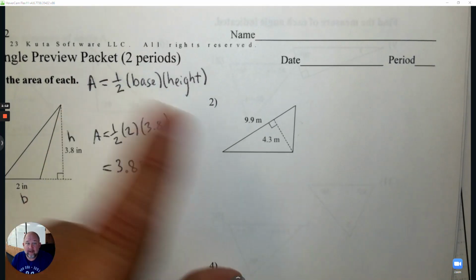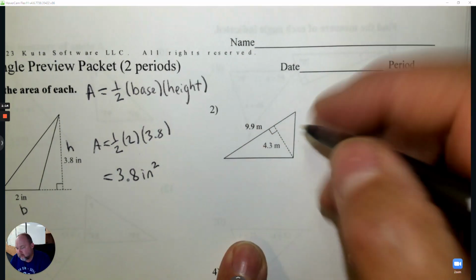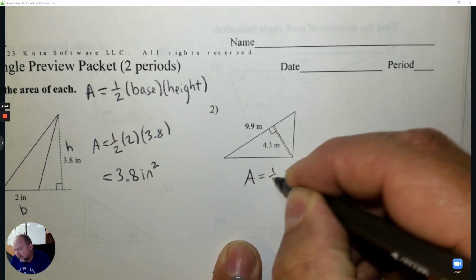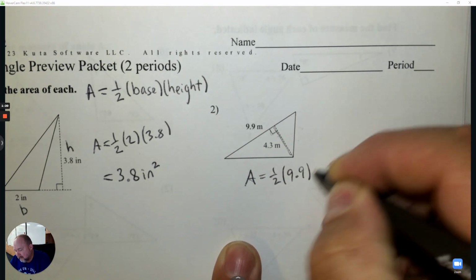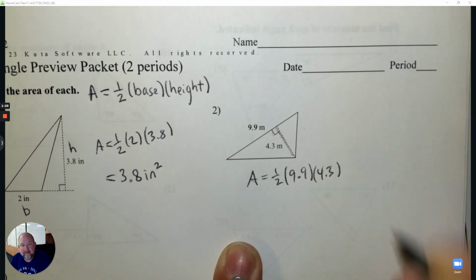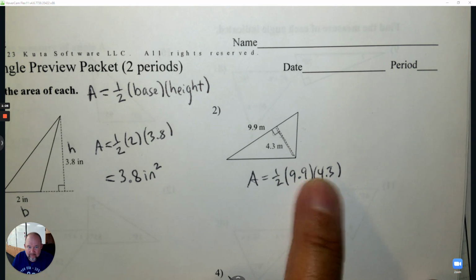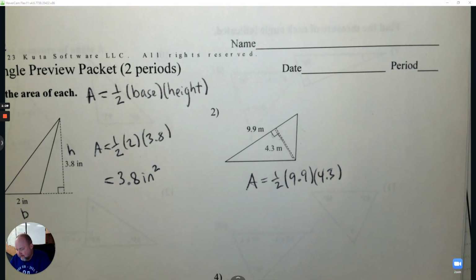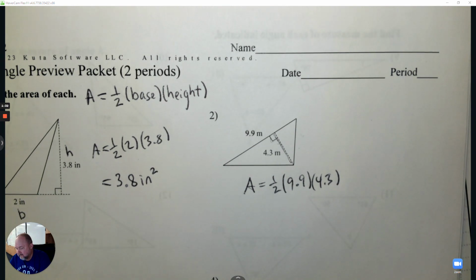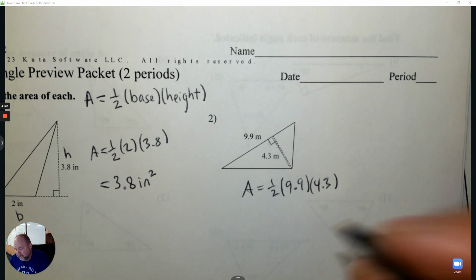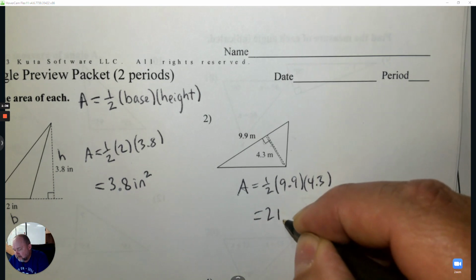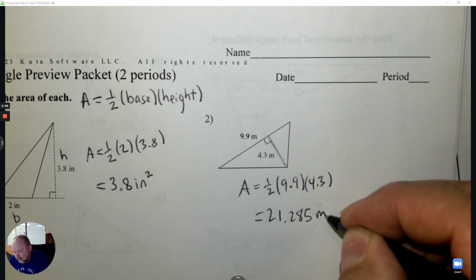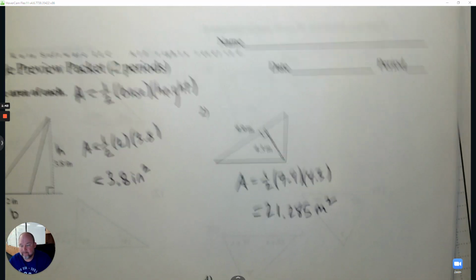Alright, so the key for height is to find where the 90 degree is, that little square, and that gives you the height. So area is going to be 1/2, the base is 9.9, and the height is 4.3. So I'm going to multiply it together and then divide by 2. So I get 9.9 times 4.3, and then divide by 2. I get 21.285. And again, that's meters squared.